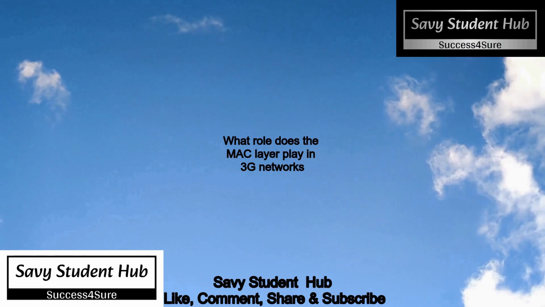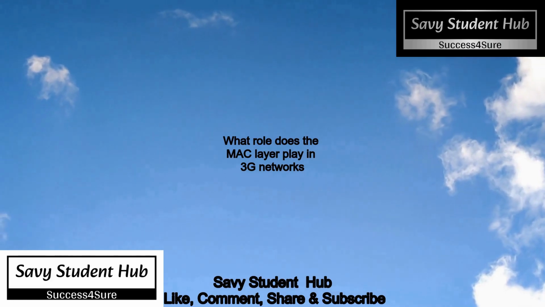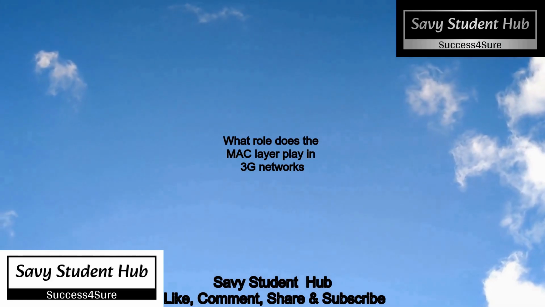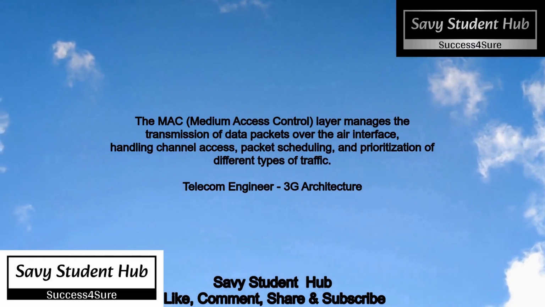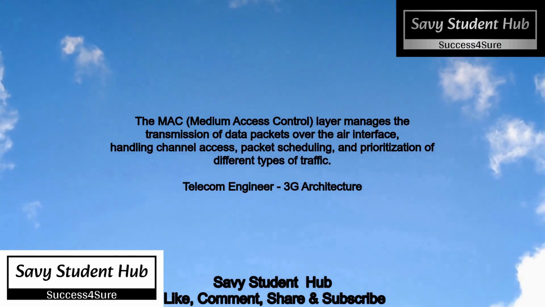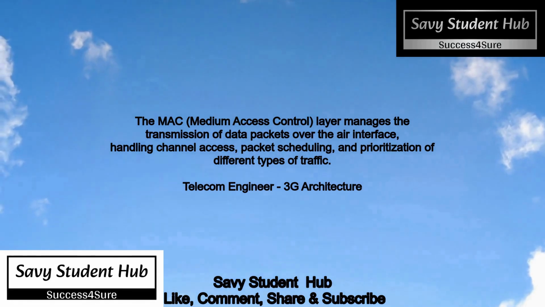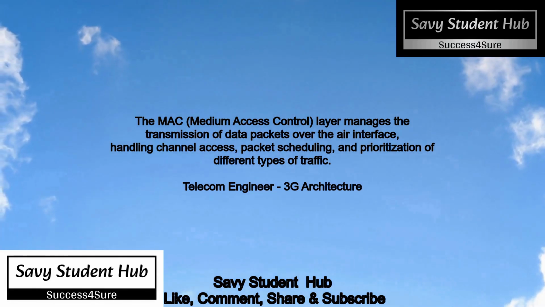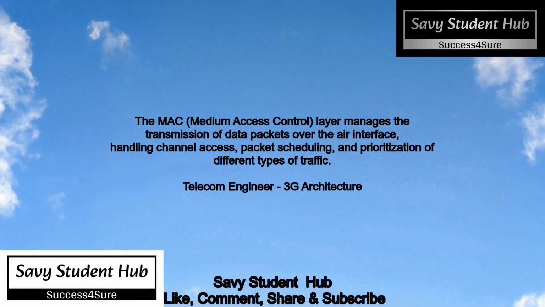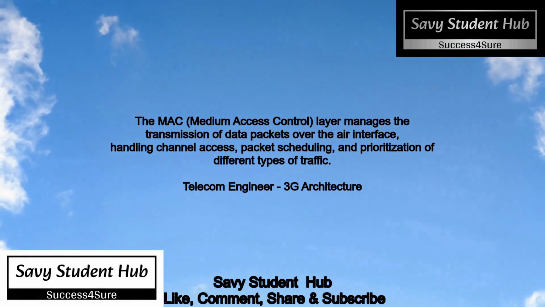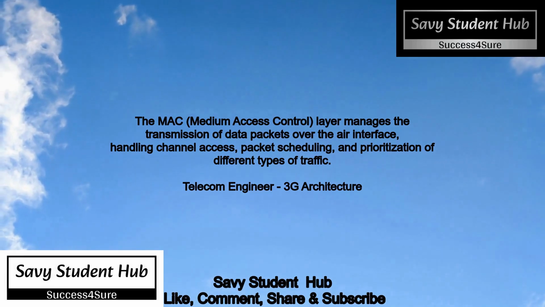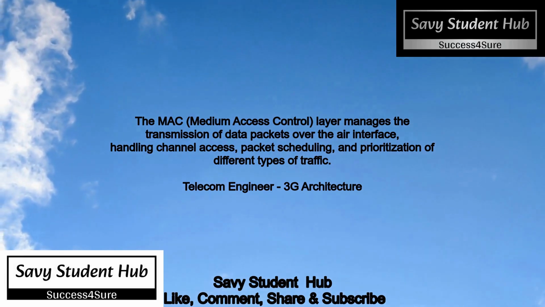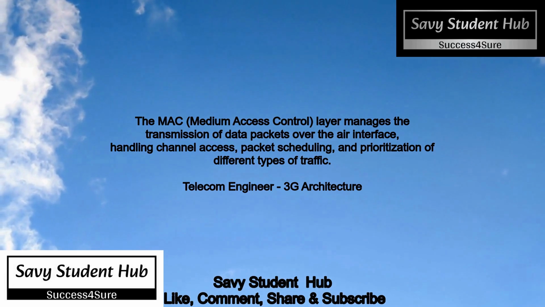What role does the MAC layer play in 3G networks? The MAC, Medium Access Control, layer manages the transmission of data packets over the air interface, handling channel access, packet scheduling, and prioritization of different types of traffic.